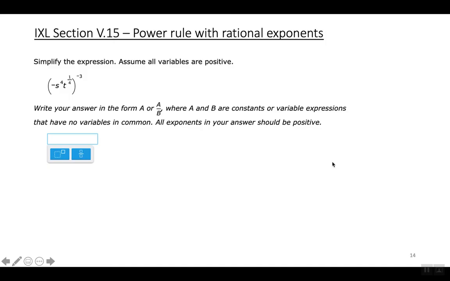Alright guys, that concludes the examples for IXL Section V.15. Again, I highly recommend that you do this IXL as well as the one previous if you have any desire to actually do good on your next algebra exam. This IXL is really going to get you strong at dealing with exponents, okay?